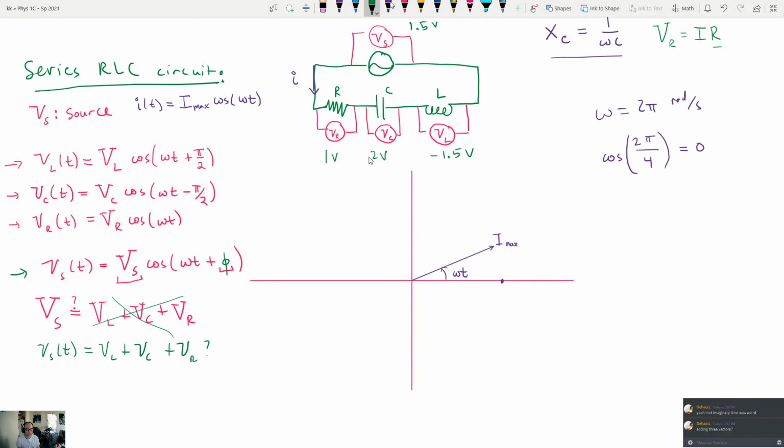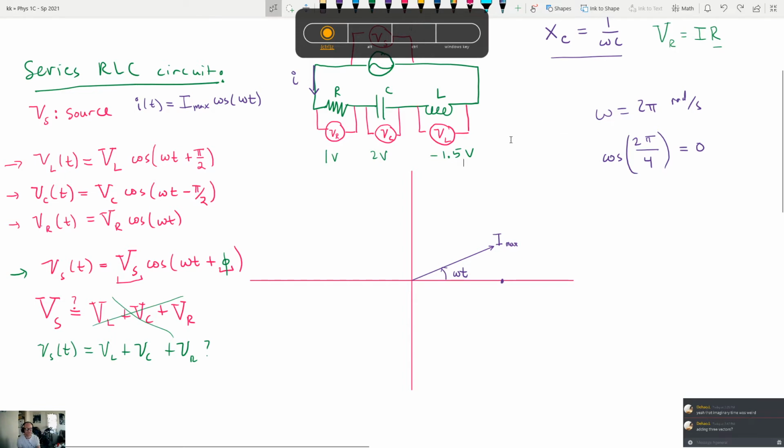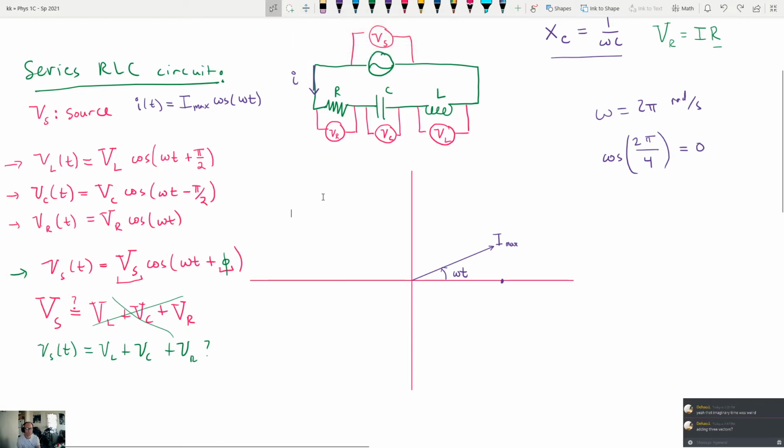Mm-hmm. Yeah. That's what you probably think, but let's see if that's true. The reality is that's not going to happen, but we'll see at the end. So the maximum source is not the sum of the component maximum voltages. The maximum of the source is not the sum of them. Yeah, exactly. That's right. It can't be because they're not in phase with each other, right?